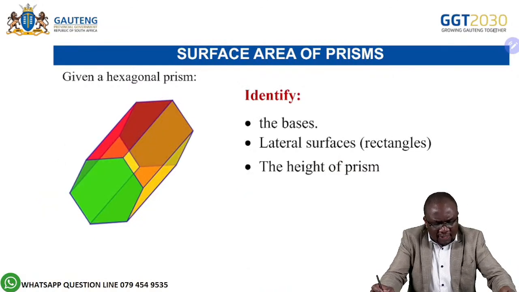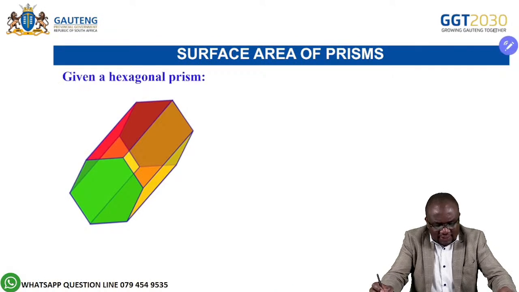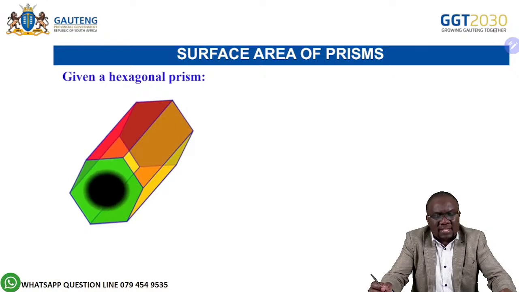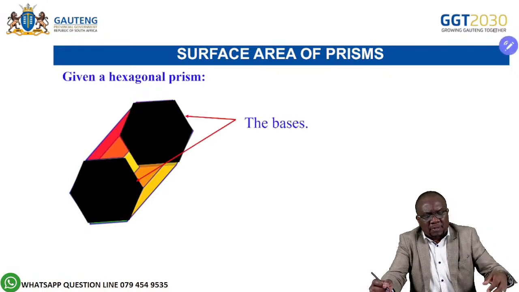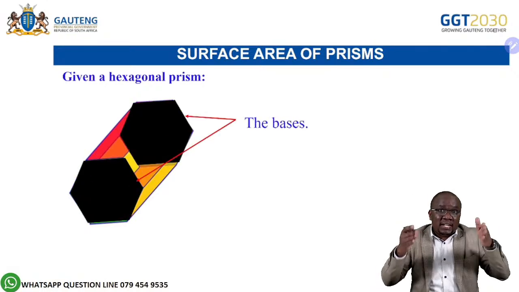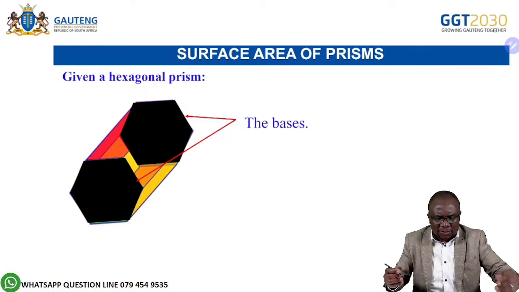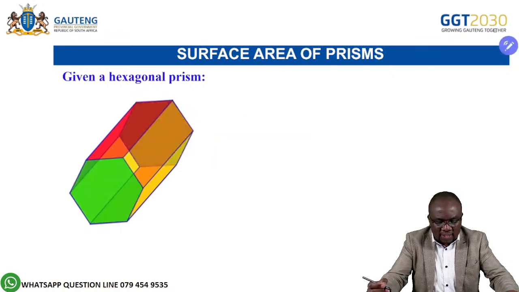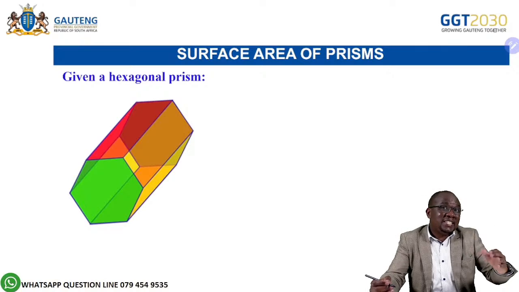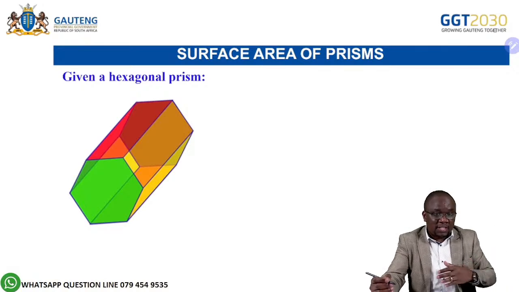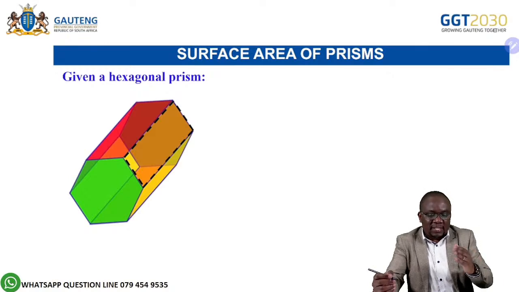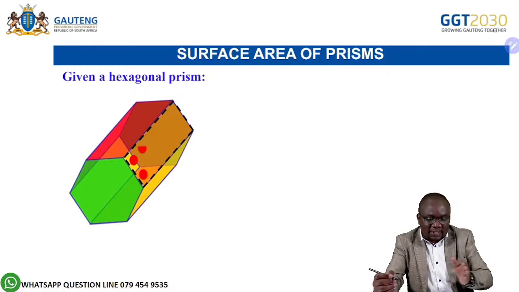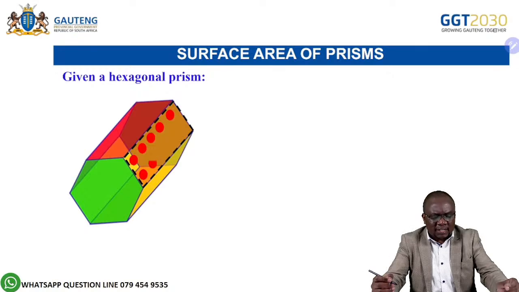So given a hexagonal prism, now it's just repetition. We have the bases: this will be a base, and this will be the other base. These are the parallel faces. They are parallel to each other. And then we have what we call the lateral faces. This face here is a rectangle. That is the lateral face.